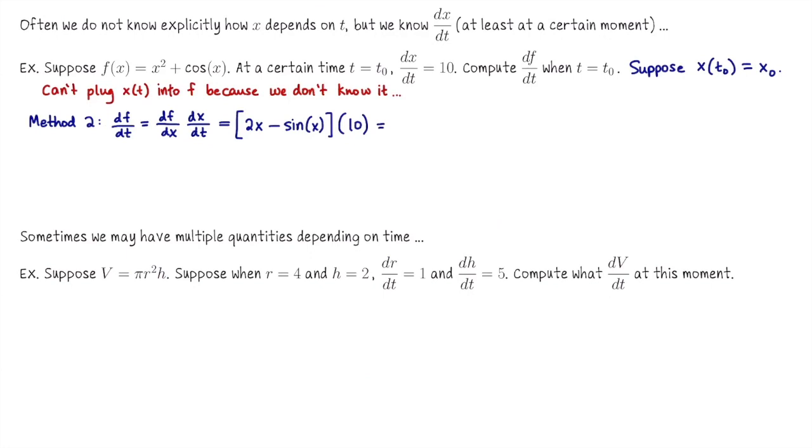Now here, I'm being a little bit careless because at a particular moment, dx dt is 10. That might not be true in general. So it's important to emphasize that this is one moment in time, and I really should go ahead and plug x naught in for our x value because that's the x value when dx dt is 10. So at t naught, df dt is 20x naught minus 10 times sine of x naught. So that's df dt at one particular moment in time.